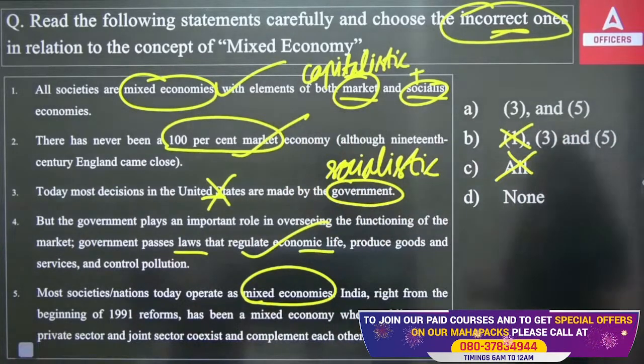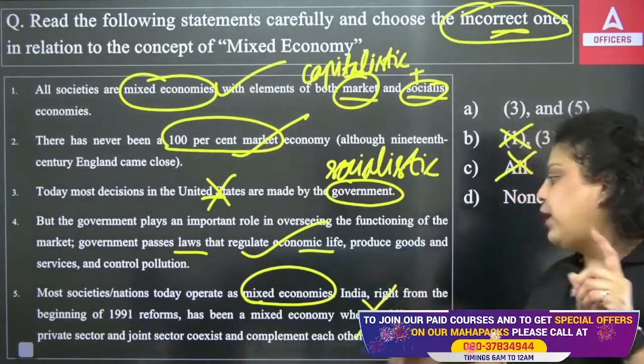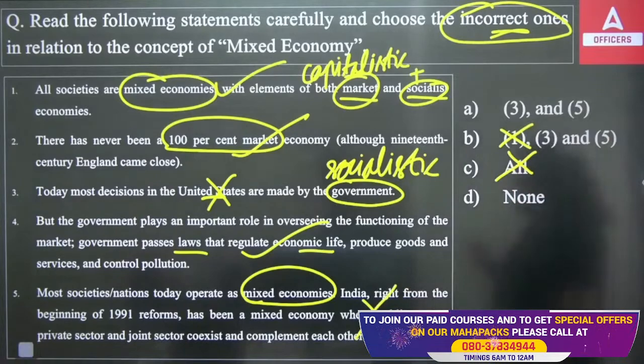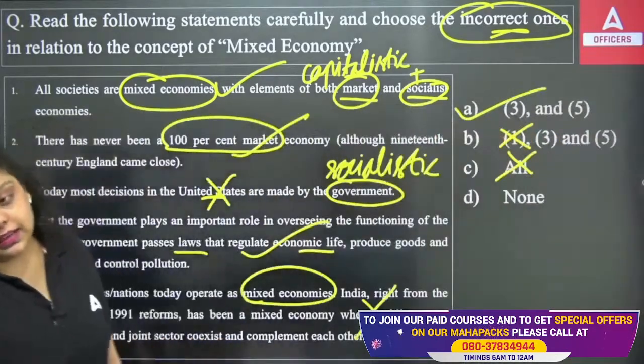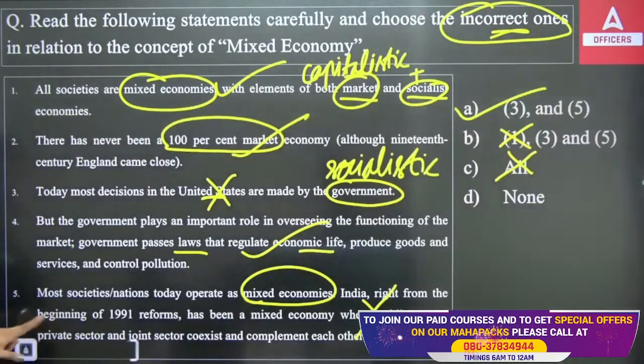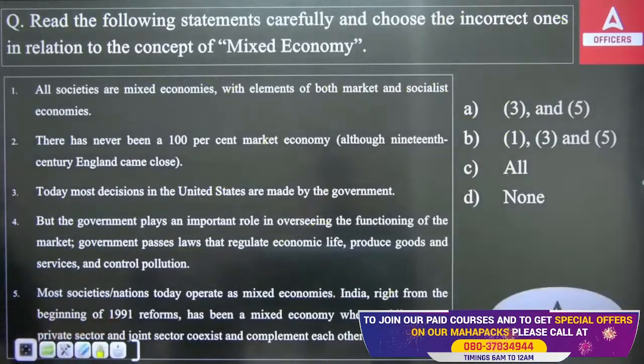Next, most societies and nations today operate as mixed economies. Okay, India from the right beginning of the 1991 reform. No such kind of point has been seen in the economic reform situation in 1991. So the right answer is that the third and fifth statements are incorrect. So the right answer will be A option.